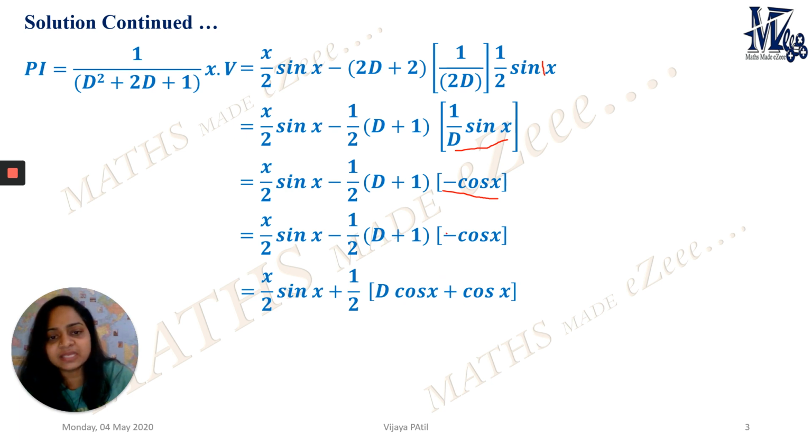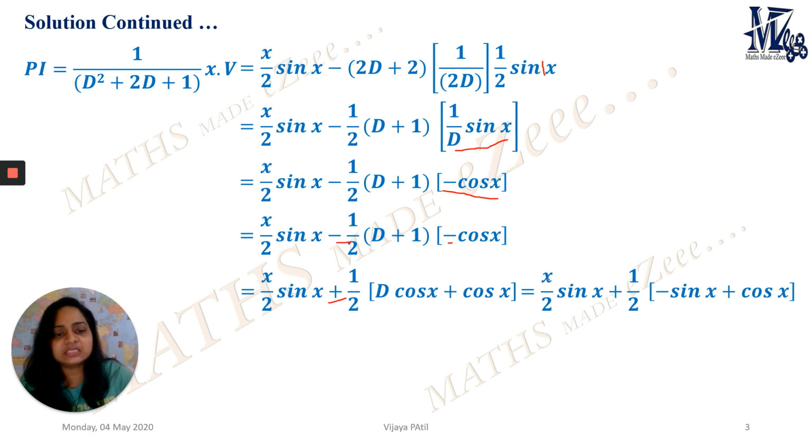So this minus here and this minus will give me plus over here. Half will remain as it is. This D is getting operated on cos, and this 1 is also getting multiplied with this. So it is D times cos of x plus cos of x, and this is nothing but x sine of x will remain the same, plus 1 by 2 times the differentiation of cos, which is nothing but minus sine x, and this cos of x will remain the same. Now this is what we have reached.